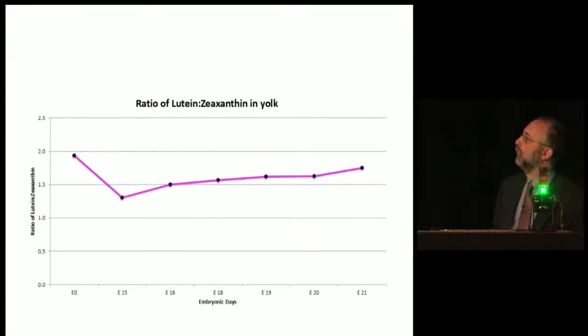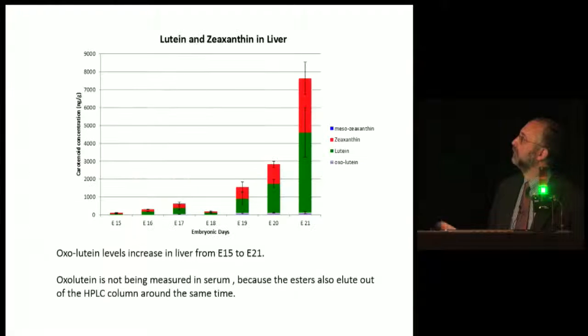And you can see that the ratio of lutein to zeaxanthin in the yolk started out at baseline around 2 to 1, and dropped a little bit at the later time points, to about 1.5 to 1. But the ratio is fairly stable throughout all of the time period of growth.